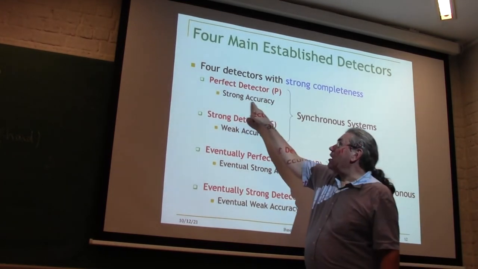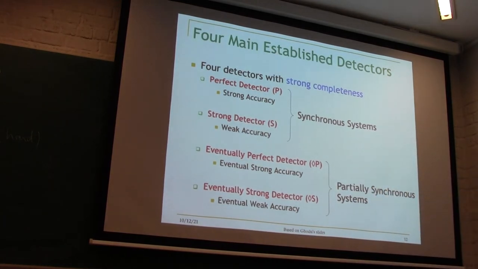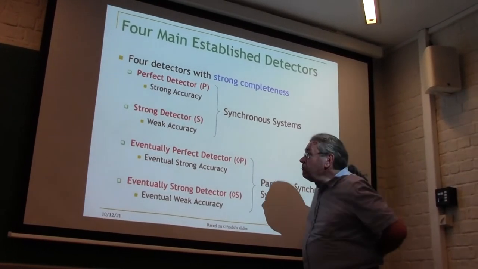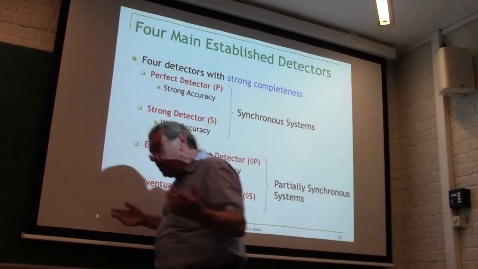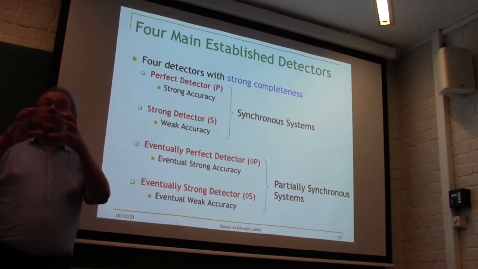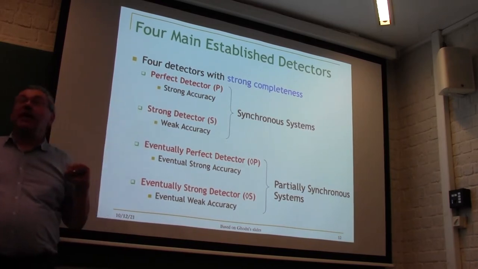So this one has strong accuracy. Okay? That means that nobody ever makes any mistakes. Okay? But sometimes you have only weak accuracy. You're allowed to make mistakes with respect to some nodes, but not with respect to all. Some nodes are privileged. So this detector also has a name, okay?